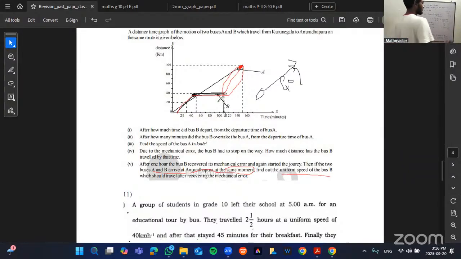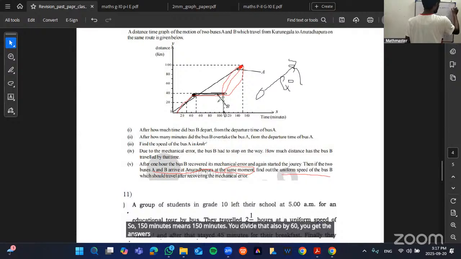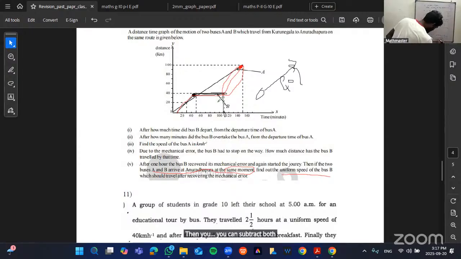So 150 minutes, you divide that also by 60. You get the answer 15 over 6 hours. Then you can subtract both of these. 15 over 6 minus 11 over 6. So the gradient here, I'll write it somewhere here like this. 100 minus 40 is 60 kilometers over 15 over 6 minus 11 over 6, which means 4 over 6 hours.